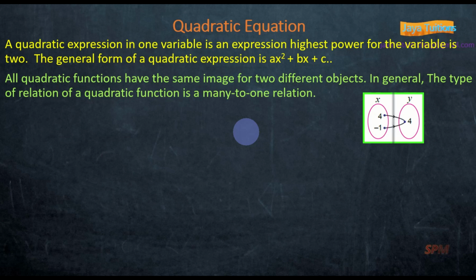A quadratic function has the same image for two different objects. So objects 4 and -1 have the same image. That is what basically is a relation, a many to one relation. Very important to understand this, which you studied in the chapter of relations and functions.